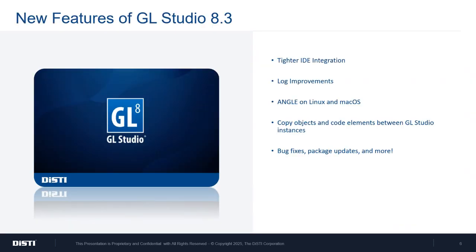Now let's jump into GeoStudio 8.3. With GeoStudio 8.3, we're providing a number of improvements and bug fixes, as well as some great new features. We've improved GeoStudio's integration with various IDEs. The GeoStudio log has been updated with some great improvements. We've brought support for Angle to Linux and Mac OS. And we've also introduced the ability to copy objects and code elements between GeoStudio instances.